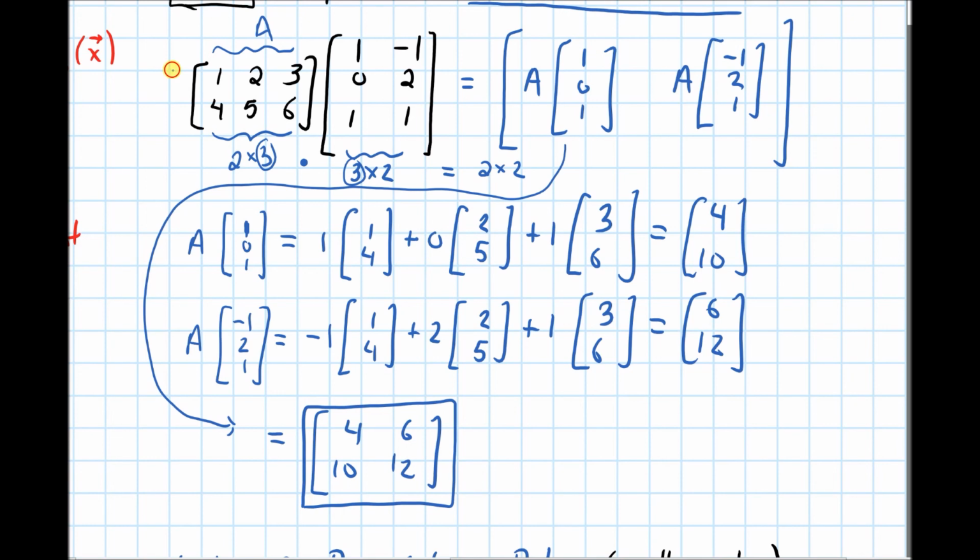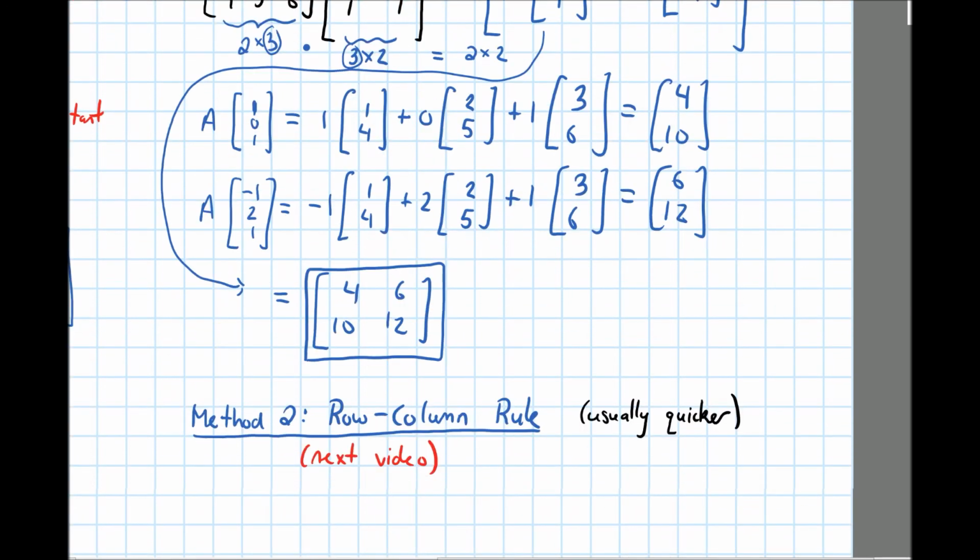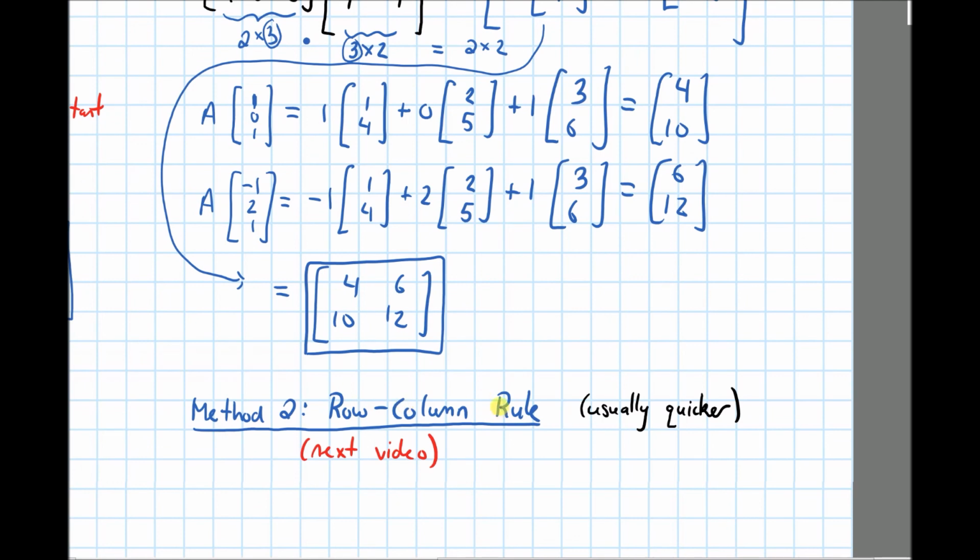I mentioned, actually, I don't know if I said it, but I at least wrote it down at the start of this example, that this is called method 1. At least I'm calling it method 1. So that implies there's another way to do this. And indeed there is. There's a second method, which is called the row column rule. This method is usually going to be quicker, and we will talk about it in the next video.